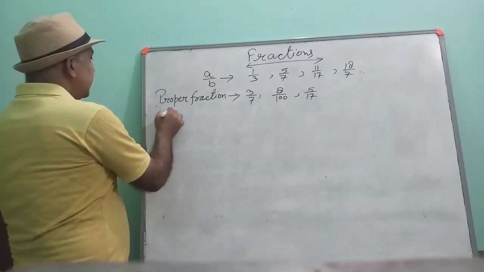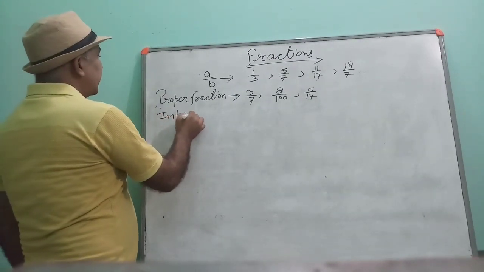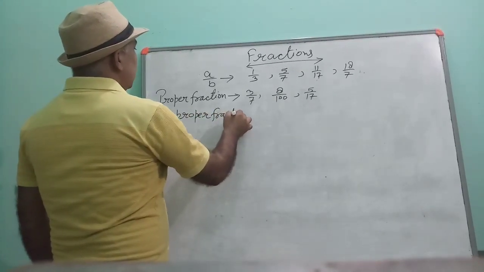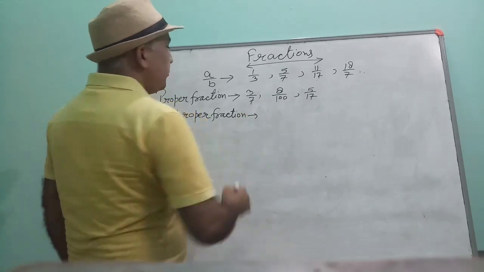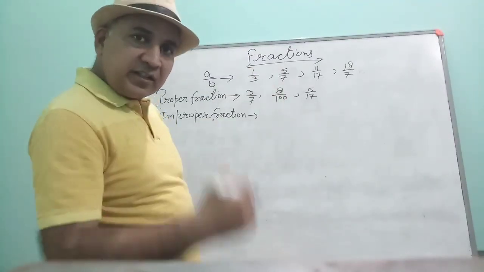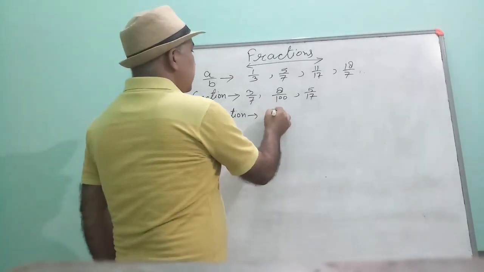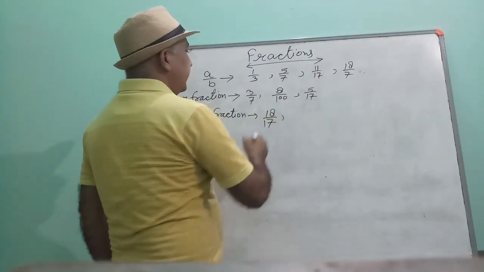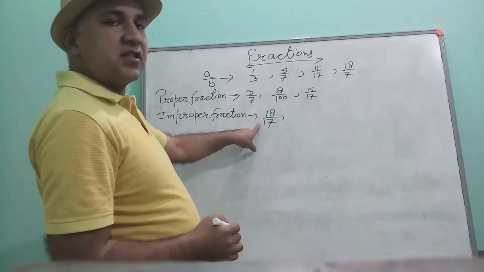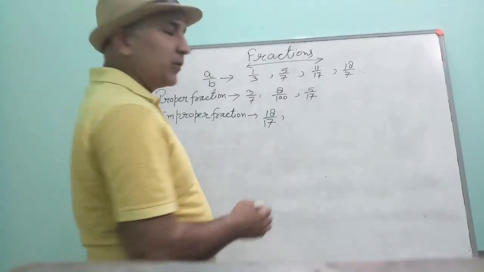Okay, next one is improper fraction. Improper fraction means the fraction in which numerator is greater than denominator. See here, 18 by 17. 18 is greater than 17. Numerator is greater than denominator. So this is called improper fraction.